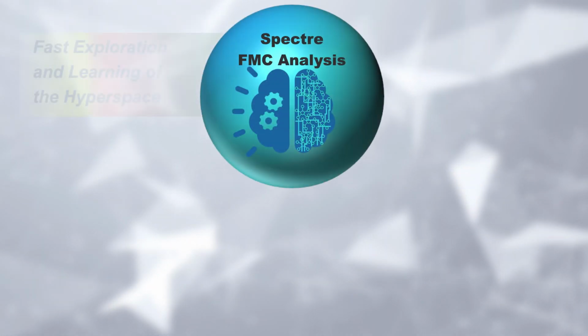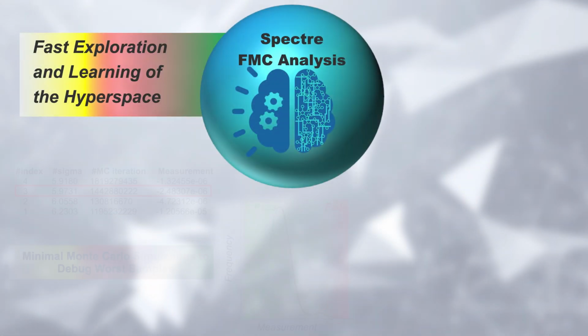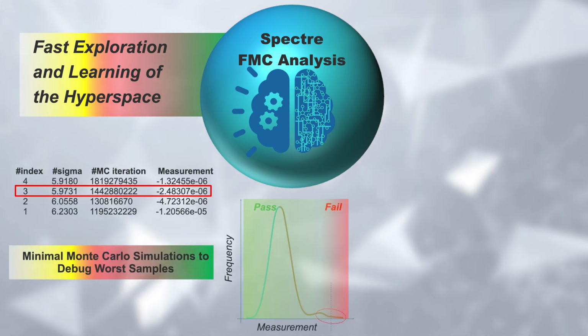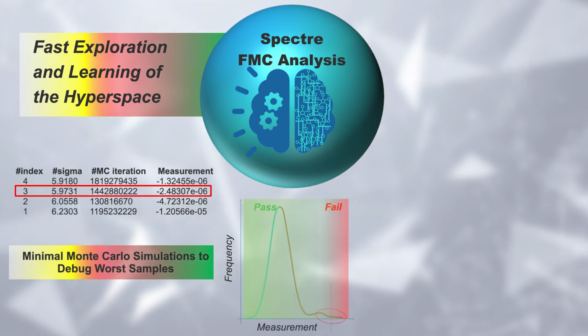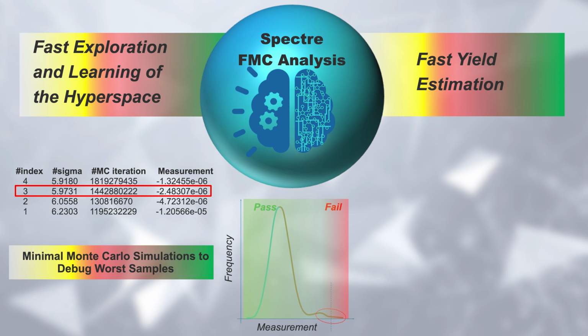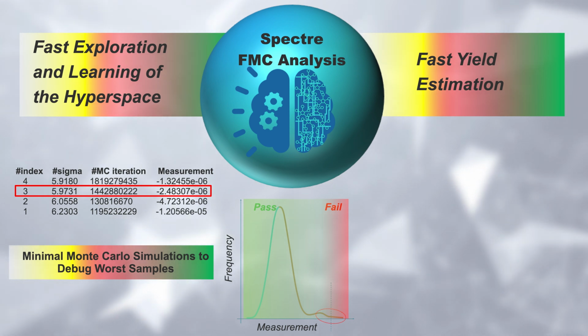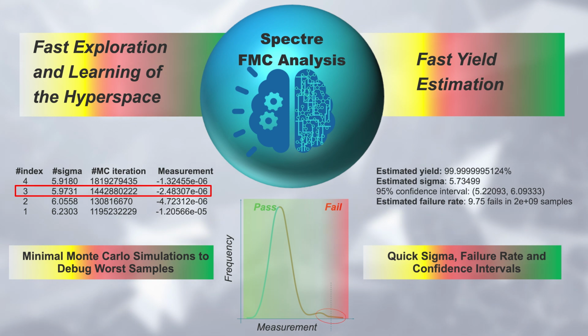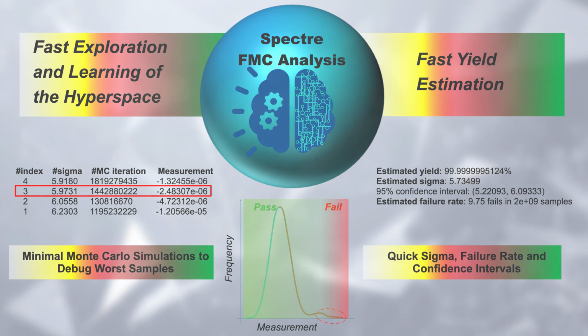This is where the Spectre FMC analysis comes in. Our Spectre R&D team integrated a new advanced machine learning-based kernel inside the Spectre core platform that allows the designer to do two tasks. One, fast exploration and learning of the hyperspace with a very minimal number of Monte Carlo simulations, allowing quick identification and debugging of worst samples causing design failures. Two, fast yield estimation in terms of a sigma failure rate along with uncertainty bounds in the form of confidence intervals. This provides quick yield analysis across multiple corners and designs in high volume yield verification production runs.